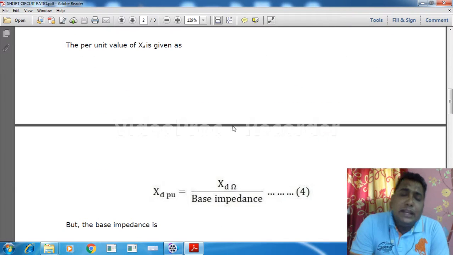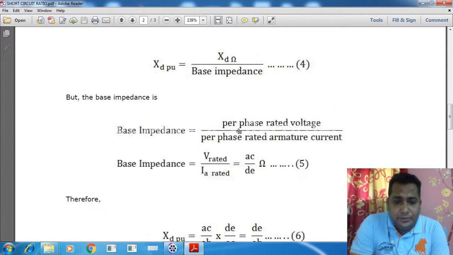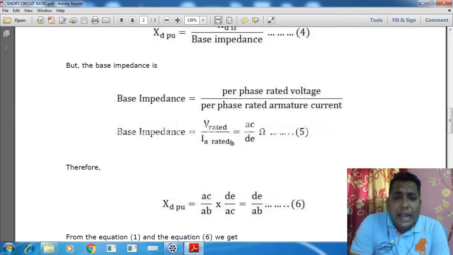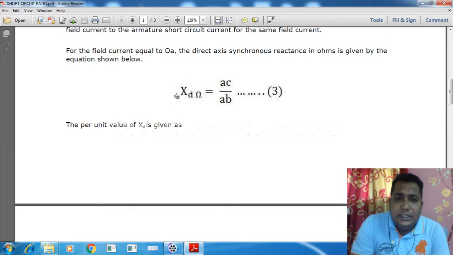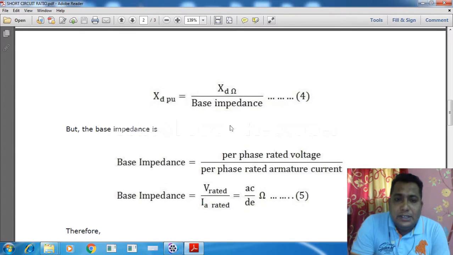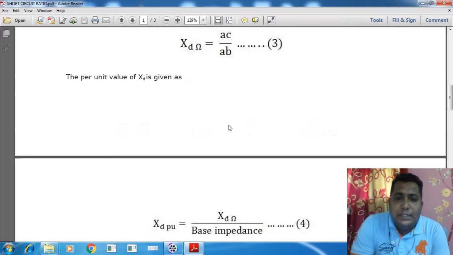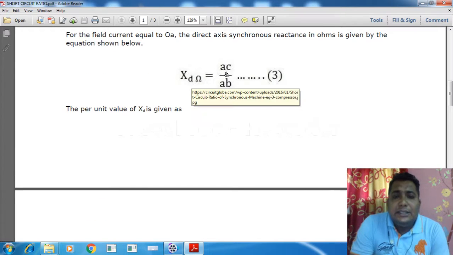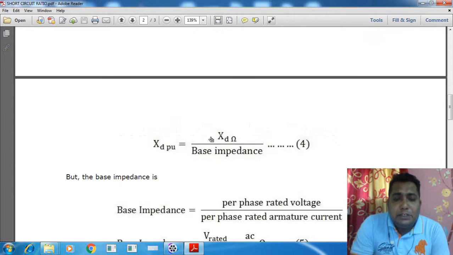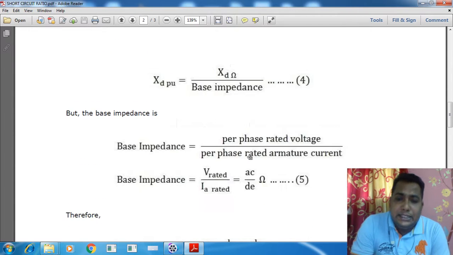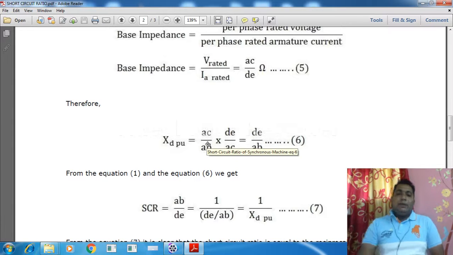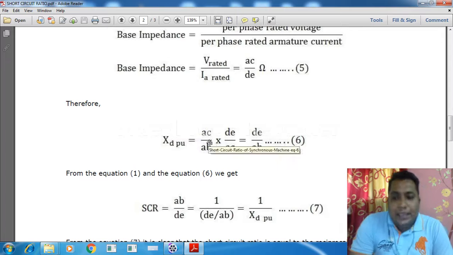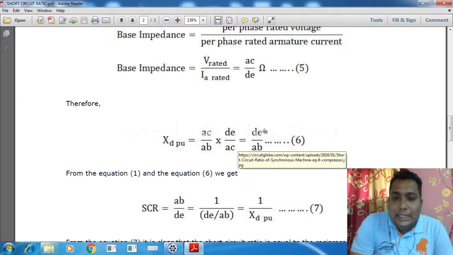So if we do that, we can find out the base impedance. After doing that, if we place that value in this equation, what is the expression for this XD? That is AC by AB. Okay, and the expression for base impedance is AC by DE. So if we plot that per unit reactance, that is given by AC by AB into DE by AC, that is giving us DE by AB.